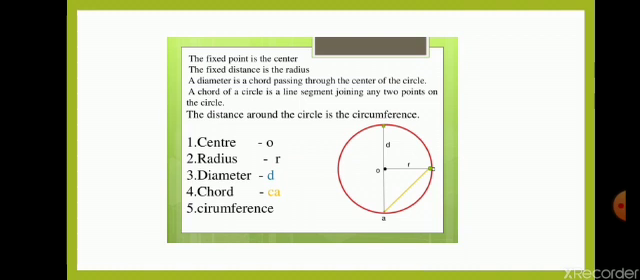Now, the fixed point is the center, the fixed distance is the radius, a diameter is a chord passing through the center of the circle. A chord of a circle is a line segment joining any 2 points on the circle. Look at these figures. Here, O is the center of the circle, R is the radius of the circle and D represents the diameter of the circle. Here CA is the chord and the distance around the circle is the circumference.